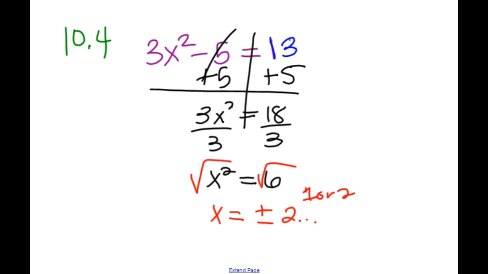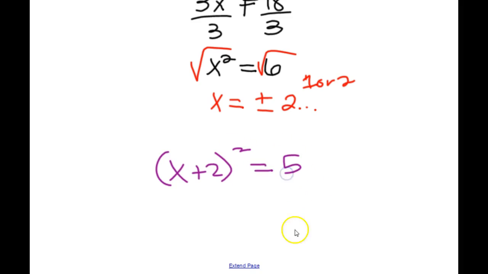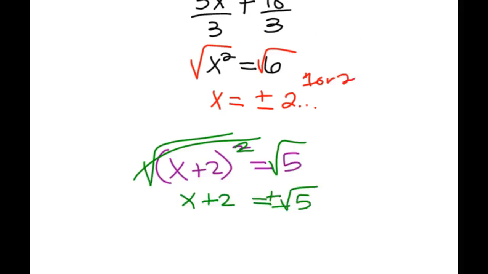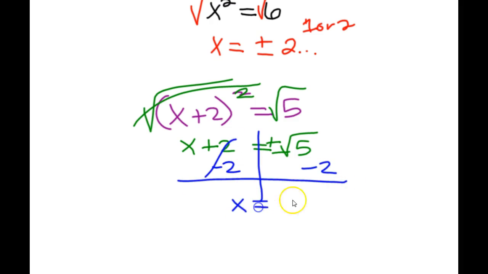The last thing with 10.4, what if we have a square like x plus 2 squared equal to 5? Well, we can get rid of the square by taking the square root on both sides. So those would cancel and leave us with just x plus 2 equal to positive or negative square root of 5. We don't know what the square root of 5 is. We could just leave it as square root of 5. But then we need to get x by itself, so I would need to subtract 2. So I would have x equal to negative 2 plus or minus the square root of 5.